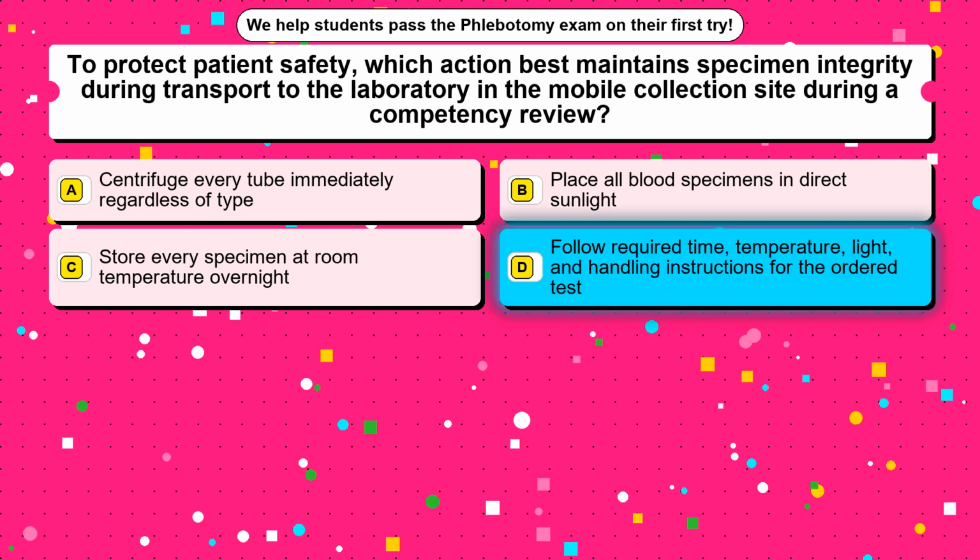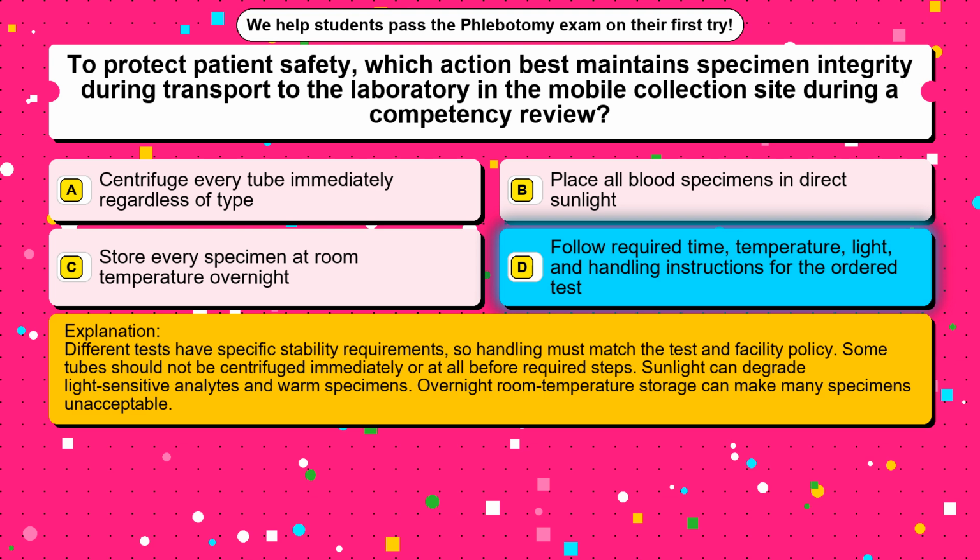The correct answer is option D. Follow required time, temperature, light, and handling instructions for the ordered test. Different tests have specific stability requirements, so handling must match the test and facility policy. Some tubes should not be centrifuged immediately or at all before required steps. Sunlight can degrade light-sensitive analytes and warm specimens. Overnight room temperature storage can make many specimens unacceptable.